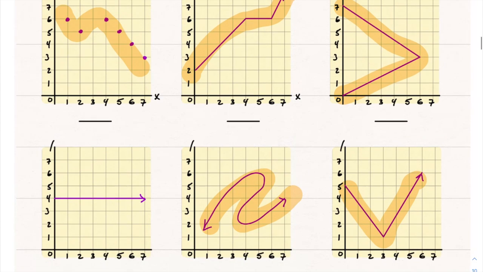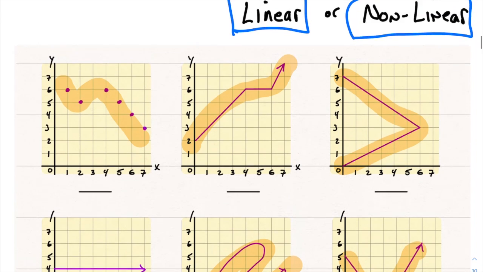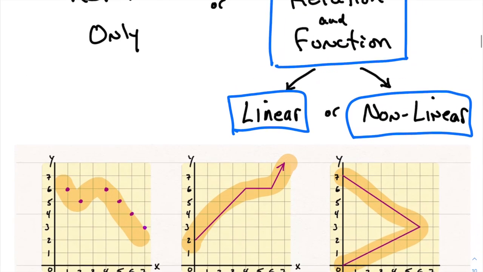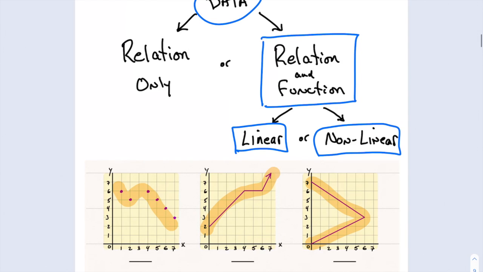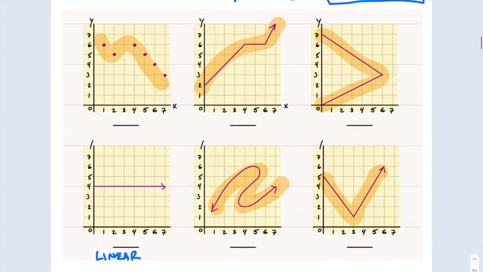So I'm going to go ahead and say that this one right here is the only linear graph because it's the only one that has a straight line that's not broken up into other smaller chunks of straight lines, or it doesn't double back on itself or form a W or a V or something like that. All right? Now, that doesn't mean, however, that each one of these things is a function. Remember, data can create a graph, and that graph could be a relation only, or it could be a function. If it's a function, it can be linear or nonlinear. So let's look at these a little bit more closely.